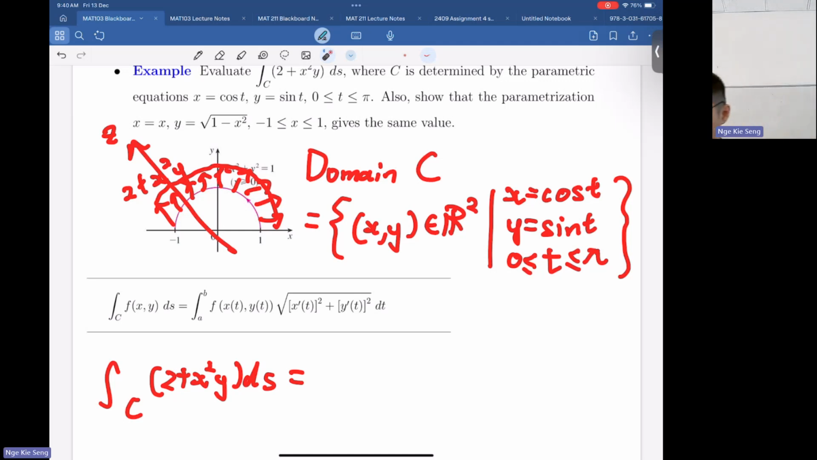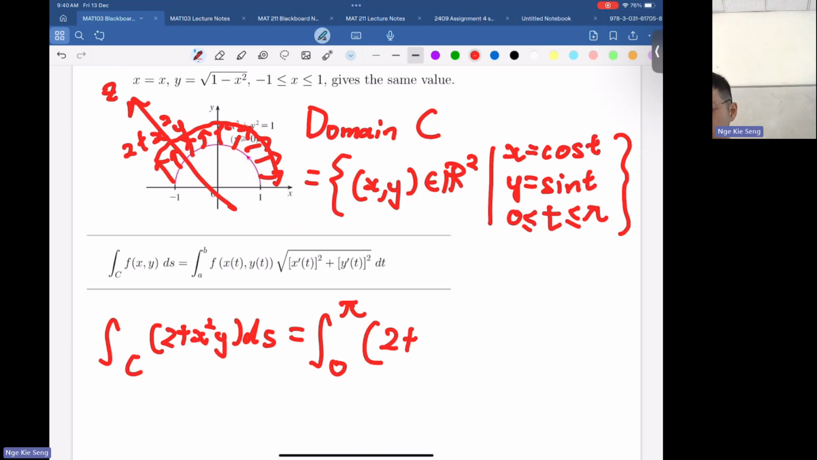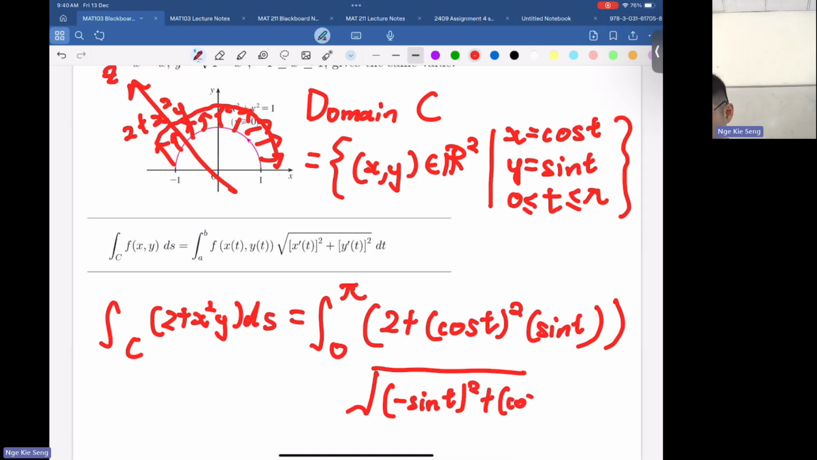So let's do this parametrization here. If we pick this parameterization, what do we get? We integrate from 0 to pi of 2 plus, what is x squared? What's the new x squared here? We make it in terms of t, and y also in terms of t. And then what's the ds here? You have a factor of the square root of x prime t squared plus y prime t squared, so in this case you get minus sine t squared plus cos t squared, dt.